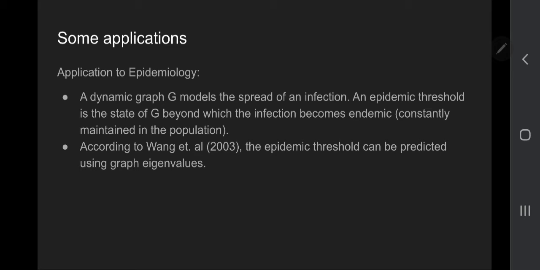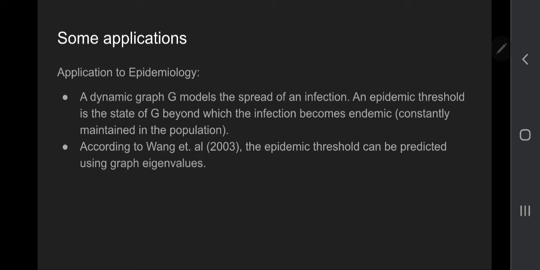You can use a dynamic graph G to model the spread of an infection over a map. And there is something called the epidemic threshold of G, which is essentially the state of this graph beyond which the infection becomes endemic. You can think of it as a kind of tipping point of the graph. Once you reach it and the infection goes beyond it, the infection becomes endemic. What that means is that it starts to occur in the population at a certain baseline amount, and it can never go below that baseline amount.